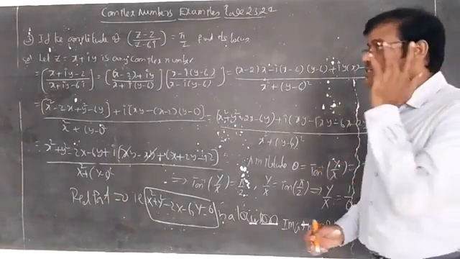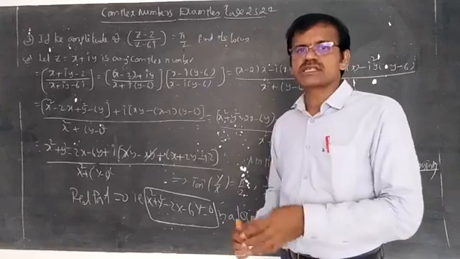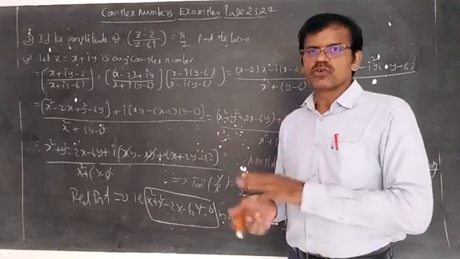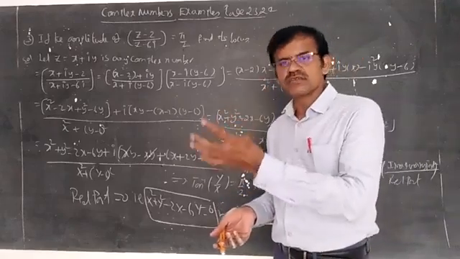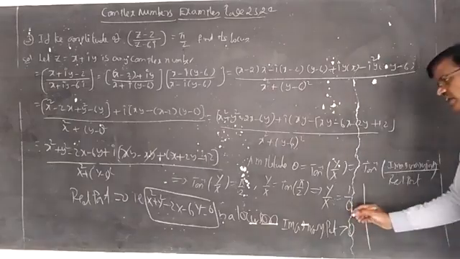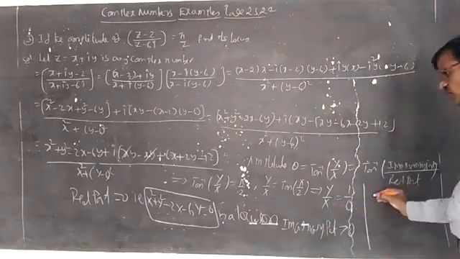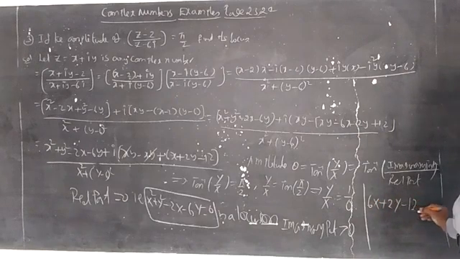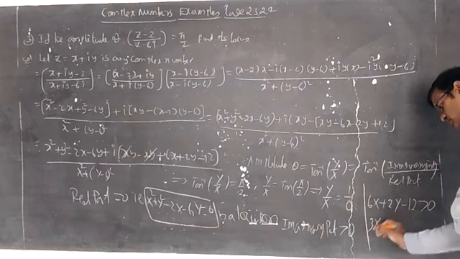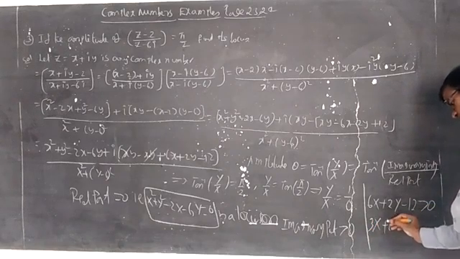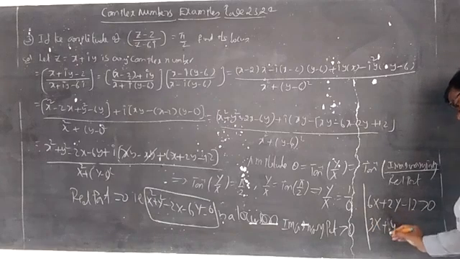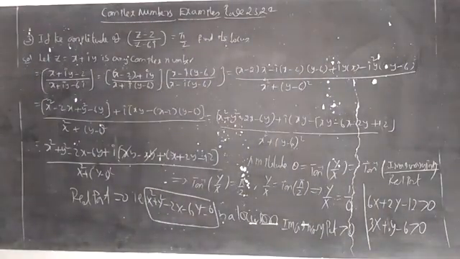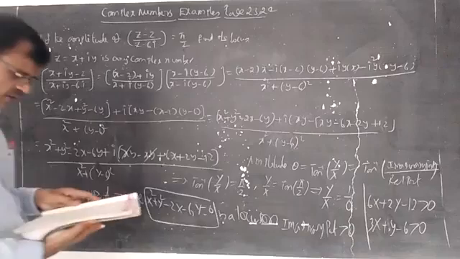Whenever pi by 2 is given, it does not exceed 90 degrees. Of course it is pi by 2, so it is not 3 pi by 2. So don't go for the third quadrant or anything; think in the first quadrant only. That is why I simply put greater than 0, not less than 0. Now 6x plus 2y minus 12 greater than 0. If you divide by 2, you can write 3x plus y minus 6 greater than 0, not greater than or equal to 0.